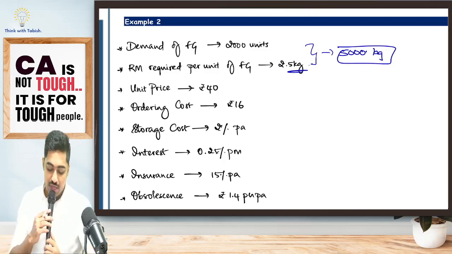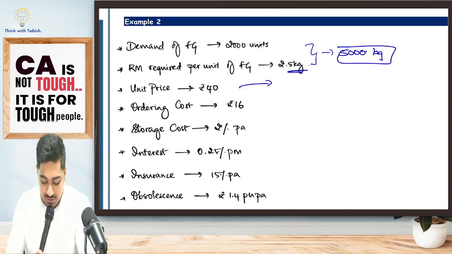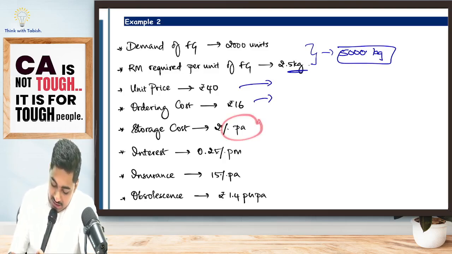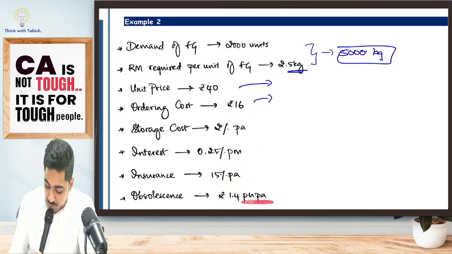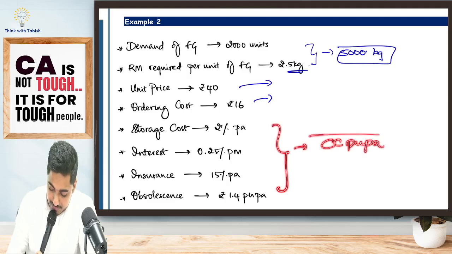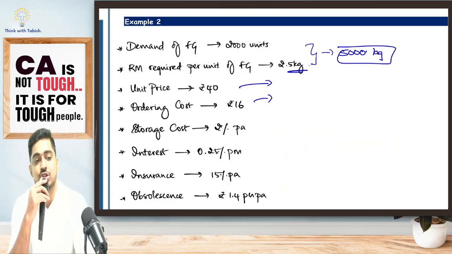Okay, sir. Every item I'm buying at 40 rupees. Ordering cost is 16 rupees. Storage cost is given as 2% per annum. Interest 0.25 per month. Insurance 15% per annum. Obsolescence 1.4 per unit per annum. Can you calculate on this basis my carrying cost per unit per annum? Just on your calculator.